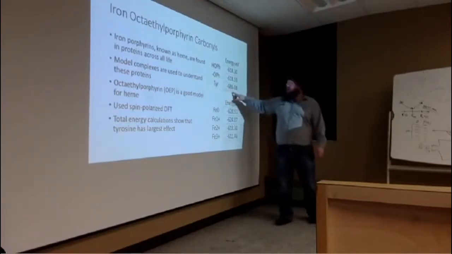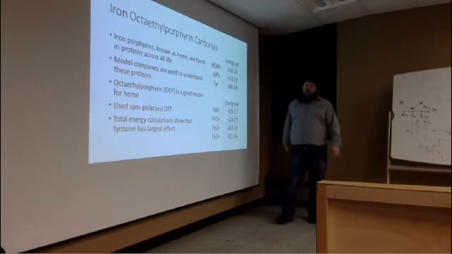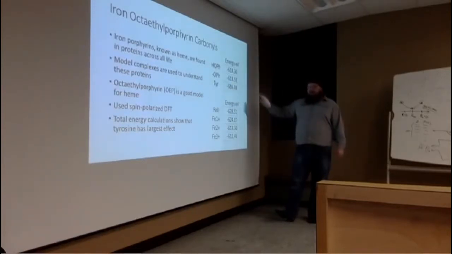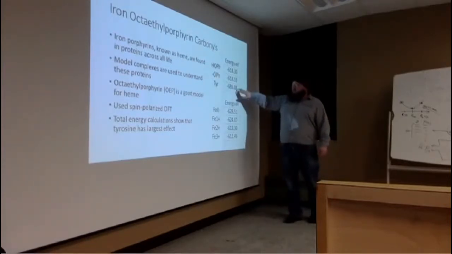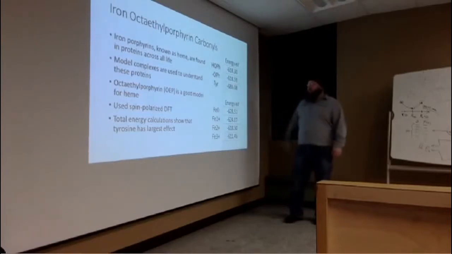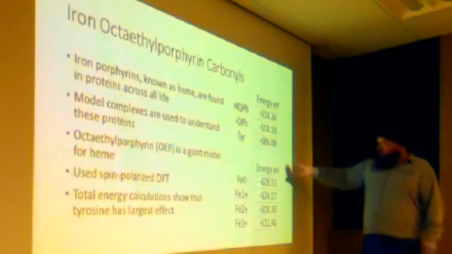And then here, if you add a tyrosine, it changes it quite dramatically. And we're actually going to see why that happens in a few slides, where I show the HOMO of this tyrosine complex. But the geometry changes radically when we add the tyrosine to it.